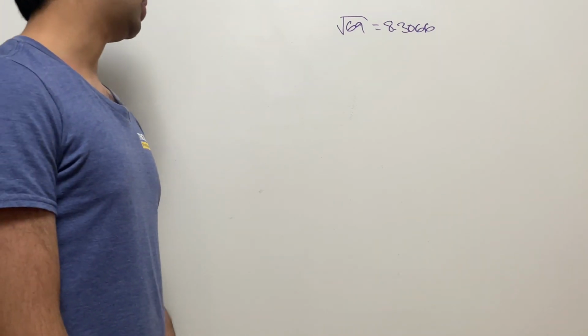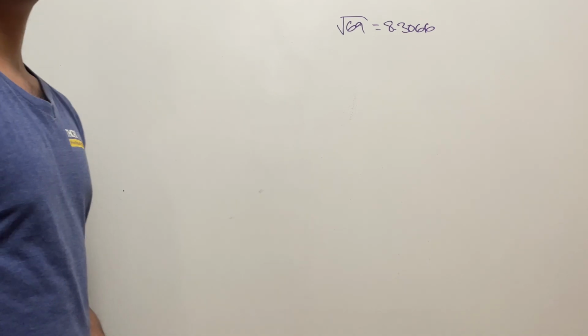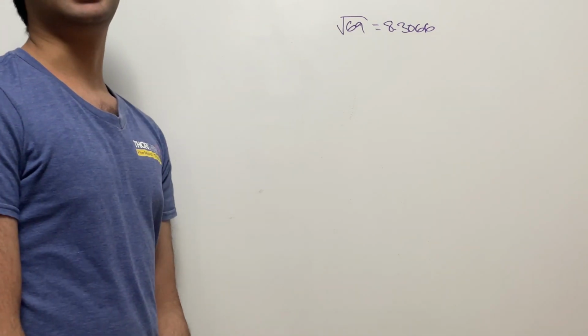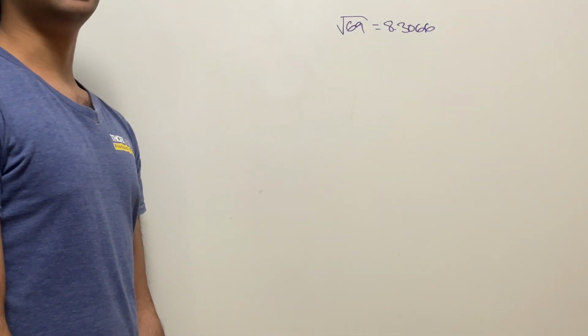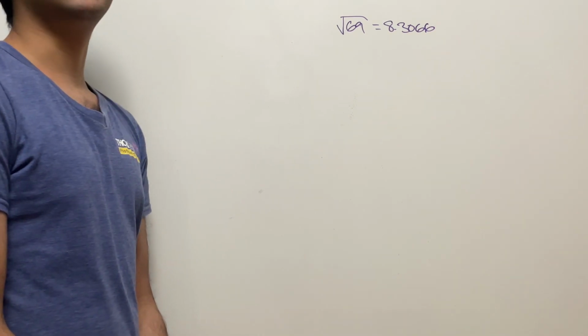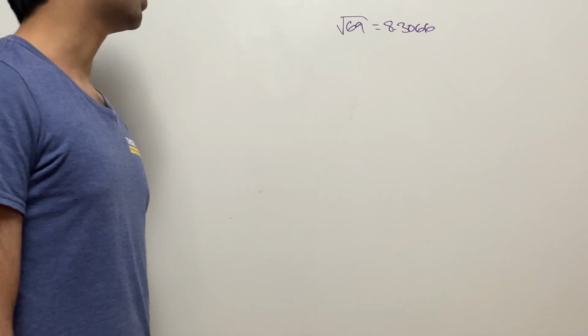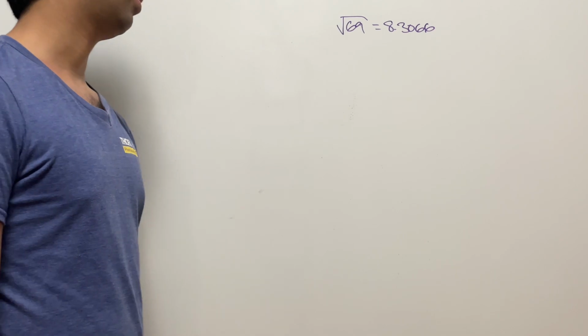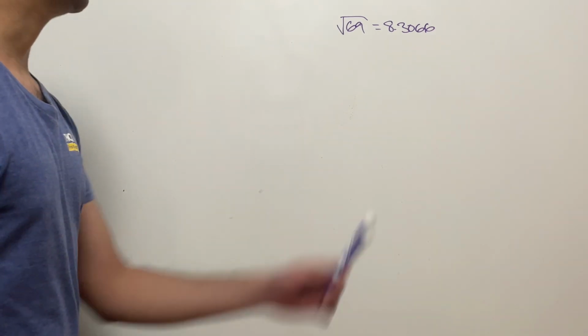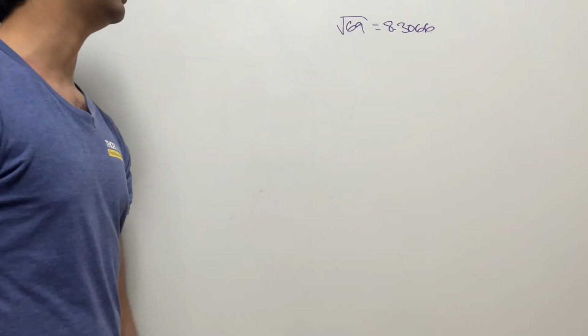Well, you know the square root of 64 is 8, and 64 is less than 69. But you also know that the square root of 81 is 9, and 81 is greater than 69. So the square root of 69 is probably between 8 and 9. But it's a pretty terrible estimate, honestly, because clearly, the calculator says it's closer to 8.